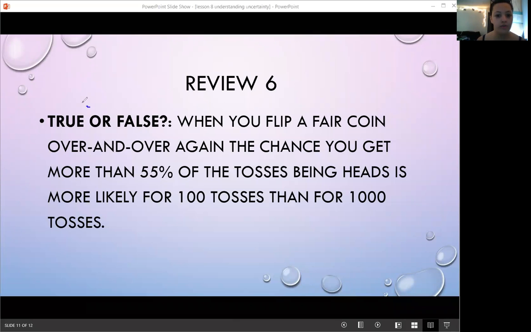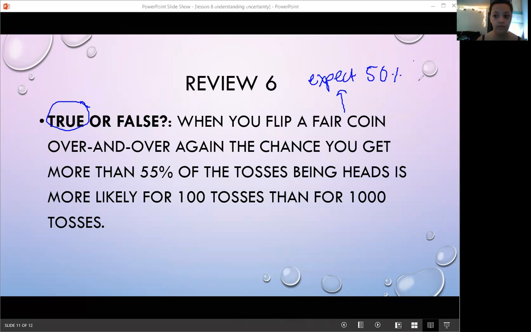So for the 6th review, we do have our answer being true. So remember, our law of large numbers says that getting away from what you expect, so like more than 5% away from that 50% expected in this case, is more likely if you have fewer tosses. That means that things are going to be more variable. So when we have fewer tosses here, we're going to be more likely to get away from what we expected to get. So a fair coin basically is saying that we expect it to be like 50-50.